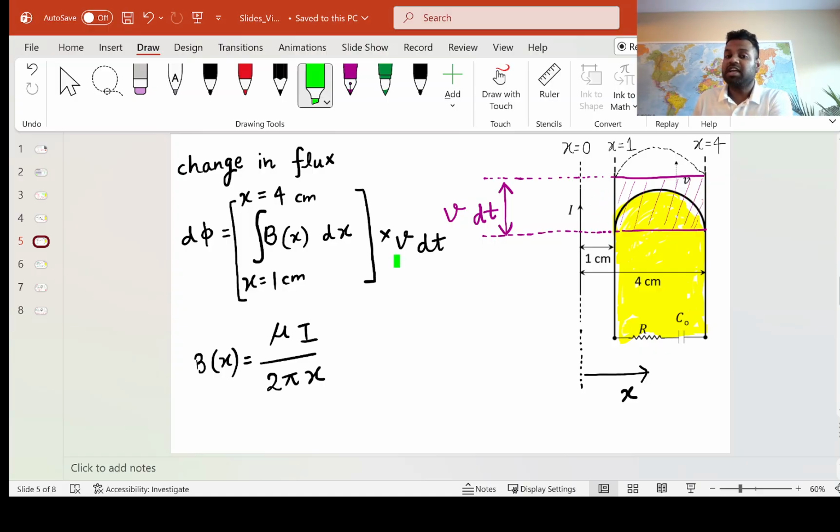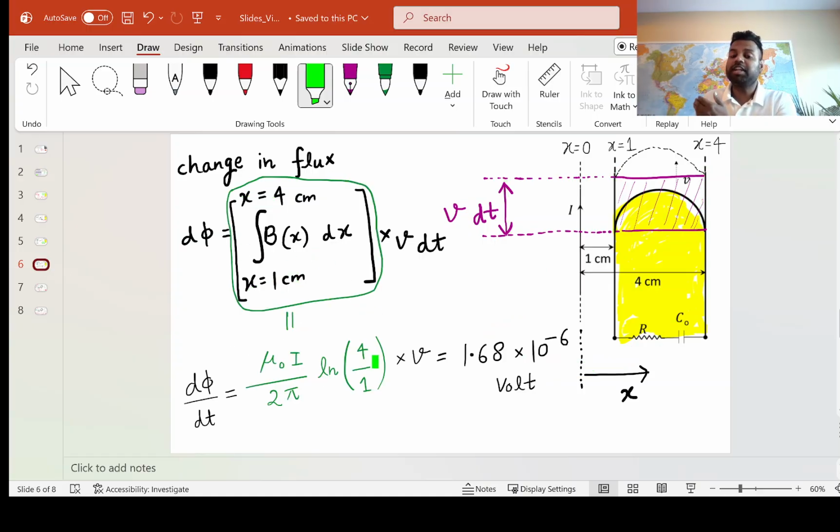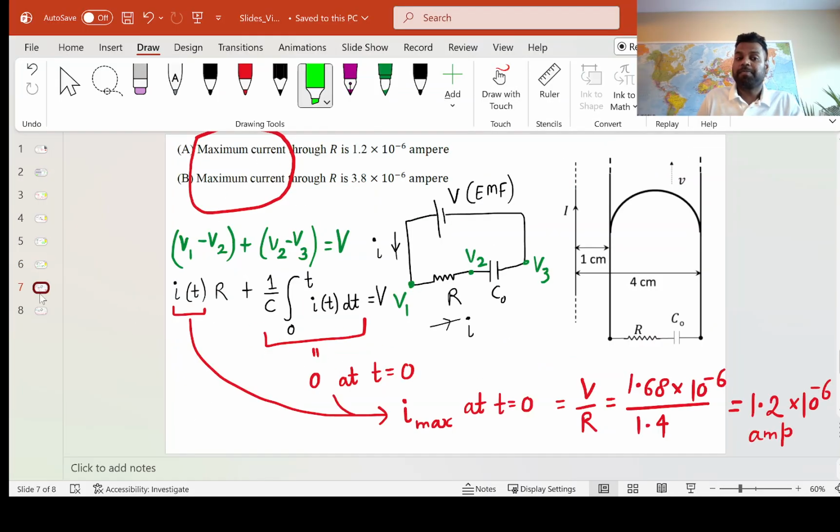First of all, the magnetic field due to a current in a wire is mu I by 2 pi x at distance x. You will integrate it from x equal to 1 to x equal to 4, and then multiply it with v dt. If you integrate it, you will get a logarithmic function. Also note, you have d phi on the left side and dt on the right side. If you bring dt to the left side, you will get d phi by dt, and that is 1.68 into 10 to power minus 6 volt, and that is the voltage created.